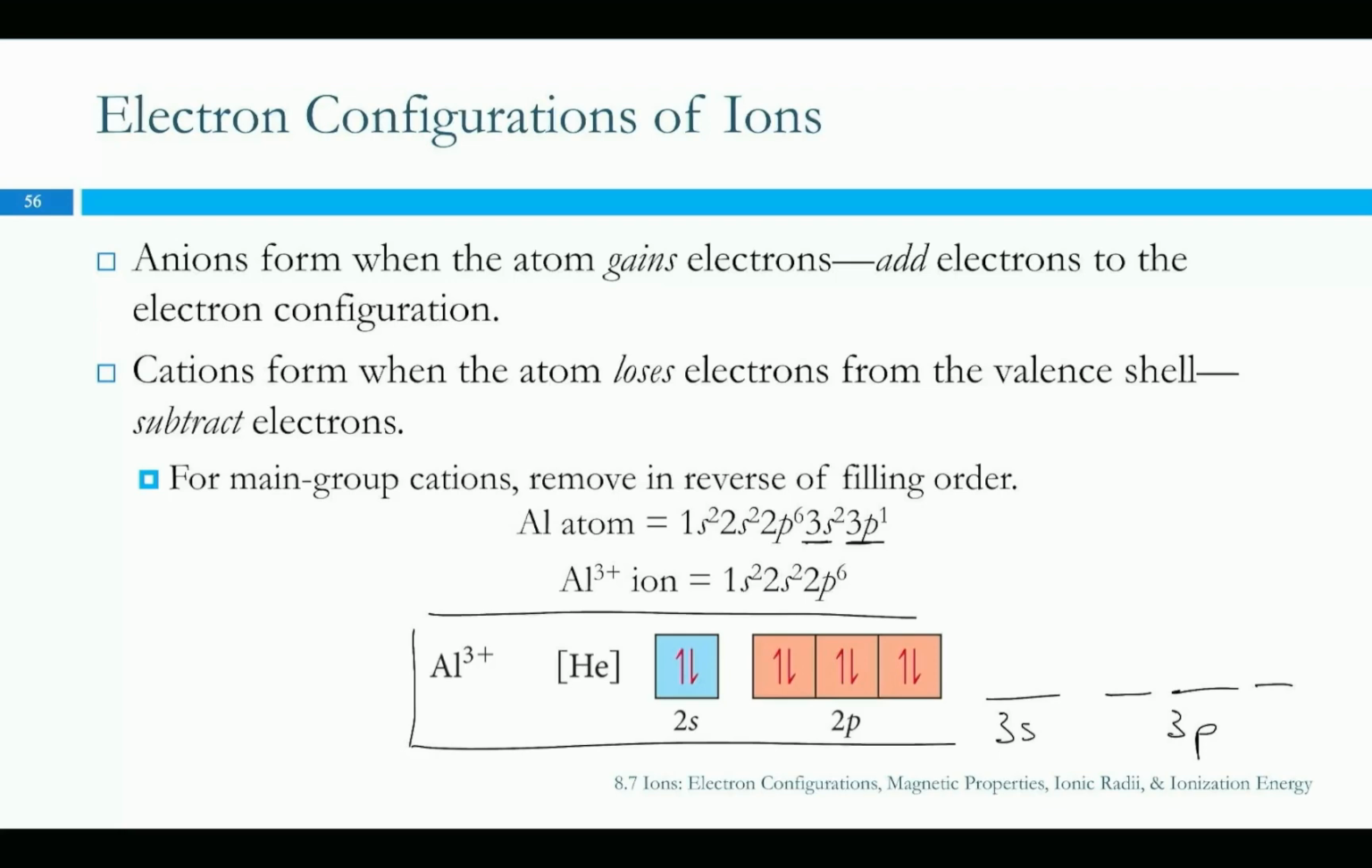So if I remove a shell, how's that going to change the size of aluminum? It's going to be smaller. It's going to be way smaller, because we also change the effective nuclear charge being felt by the valence electrons. Because now all of these electrons out here, they were being shielded by these 8 inner electrons. But as soon as I get rid of these 3 electrons, now the 2s2 and the 2p6 are the valence electrons. And they're only being shielded by 2 electrons in the 1s orbital.